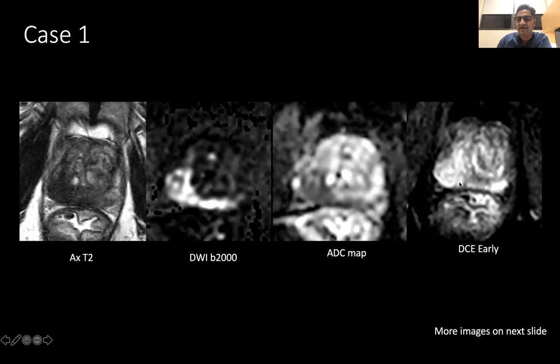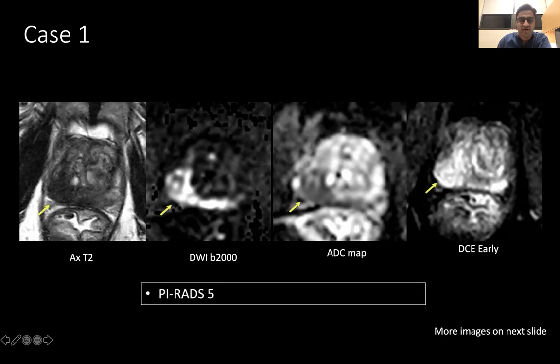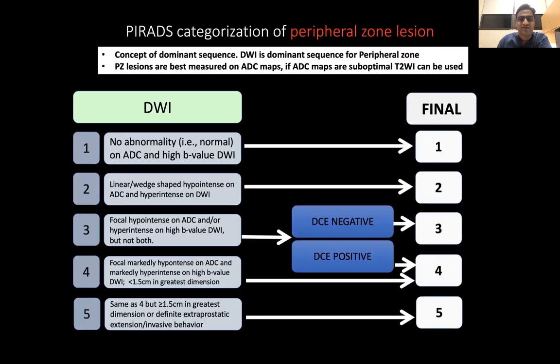And there is early arterial enhancement as well corresponding to all of this. So it is consistent with pretty much a PI-RADS 5 tumor. And as we talk about the PI-RADS categorization of the peripheral zone lesions, diffusion weighted imaging is the king. If the abnormality is marked, showing a category of 4 or 5 with marked restricted diffusion, then the final category would also be 4 or 5.